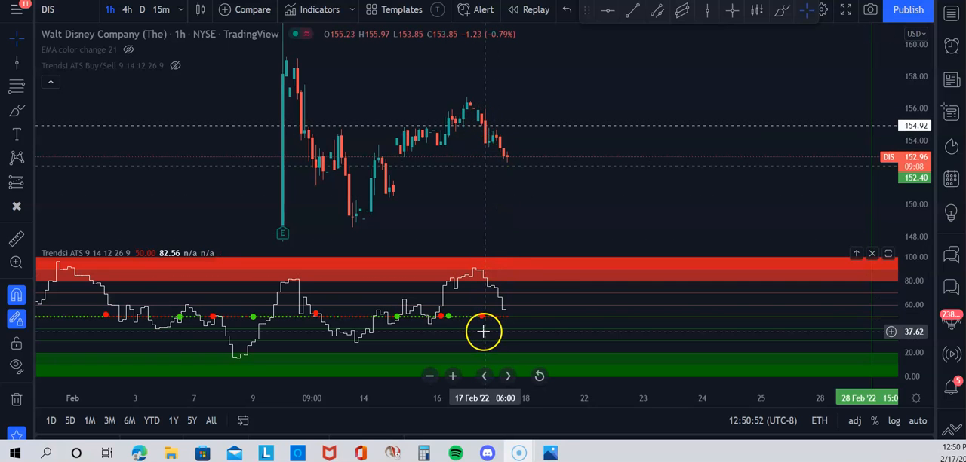We also had a key EMA crossover represented by this red dot, and also a bearish momentum change represented by these red little dots. So that was the confirmation for me to enter in this position right here.